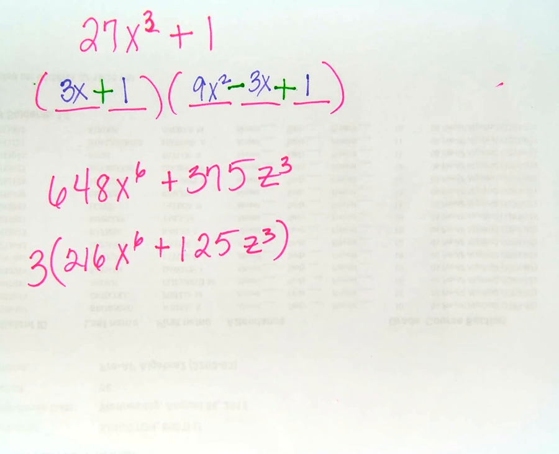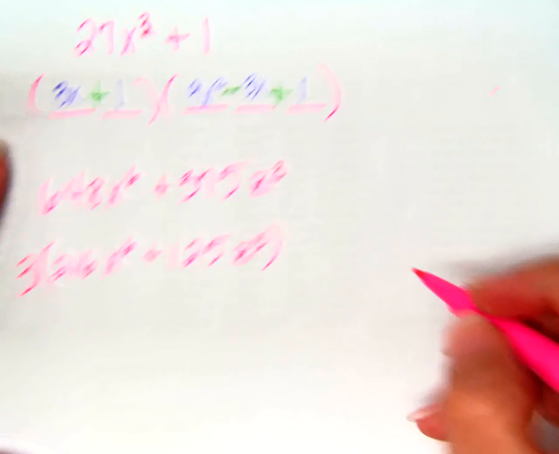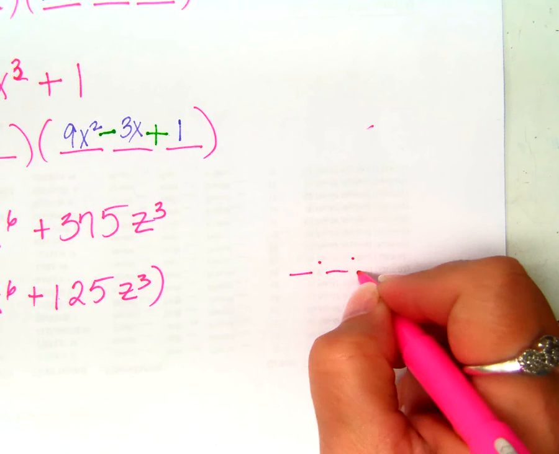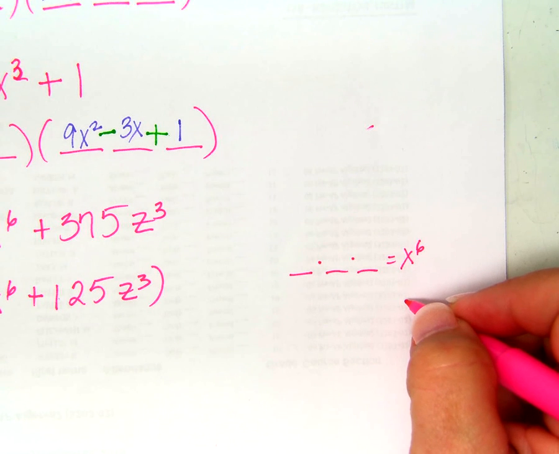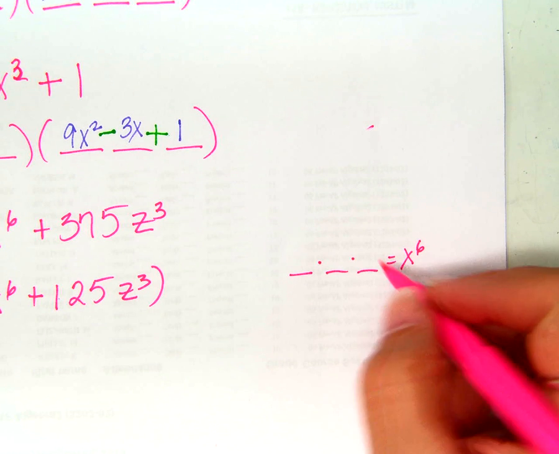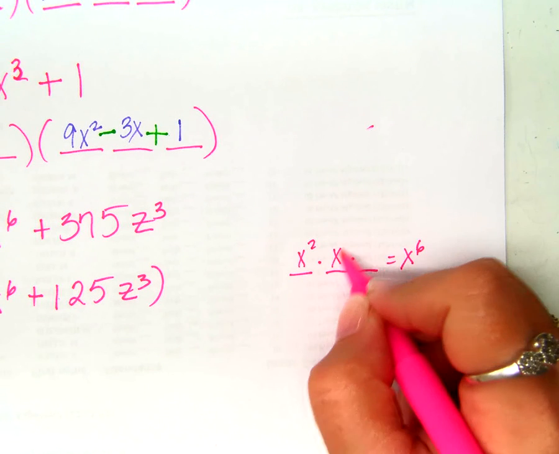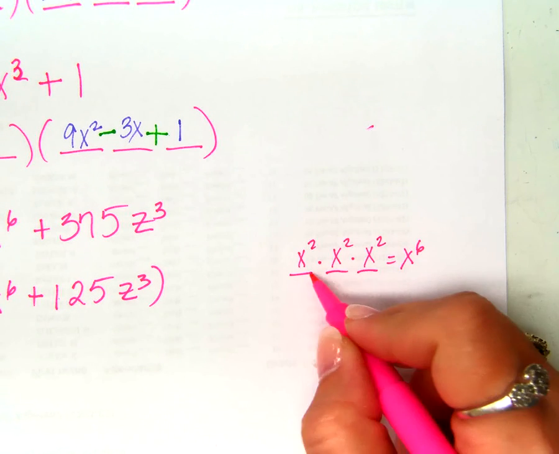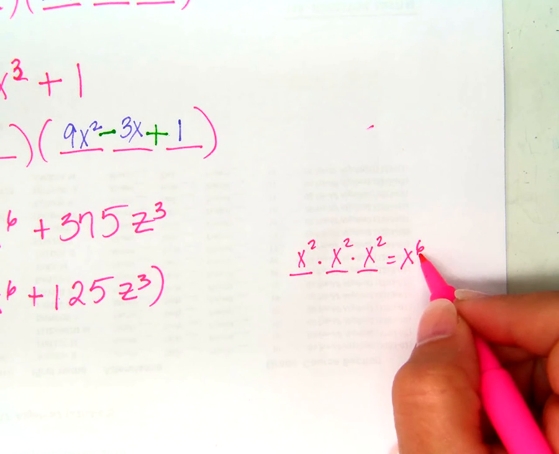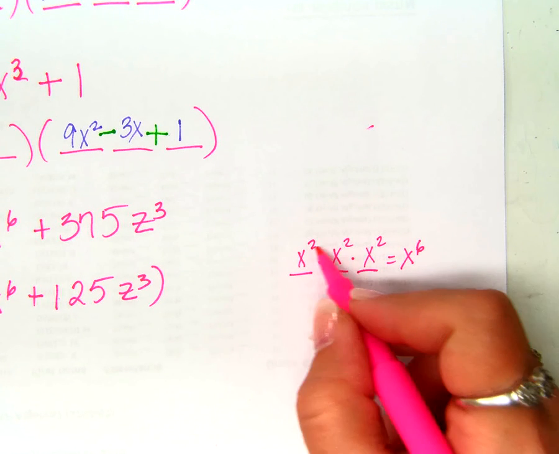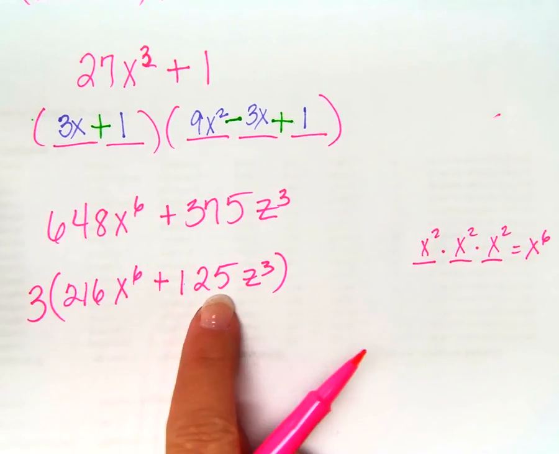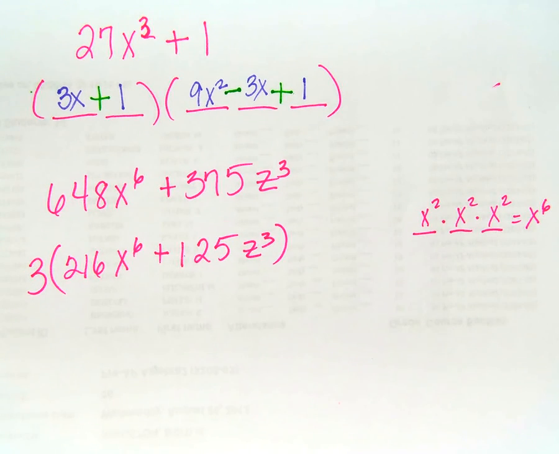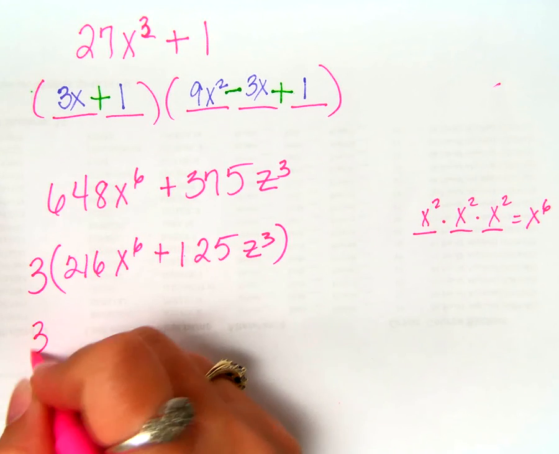What times itself is x to the 6th? Isn't x squared times x squared times x squared x to the 6th? Remember, when we're multiplying like bases, what do we do with the exponents? We add. Yeah, absolutely. So is this the sum of cubes? Yeah? So let's set up our binomial and our trinomial.